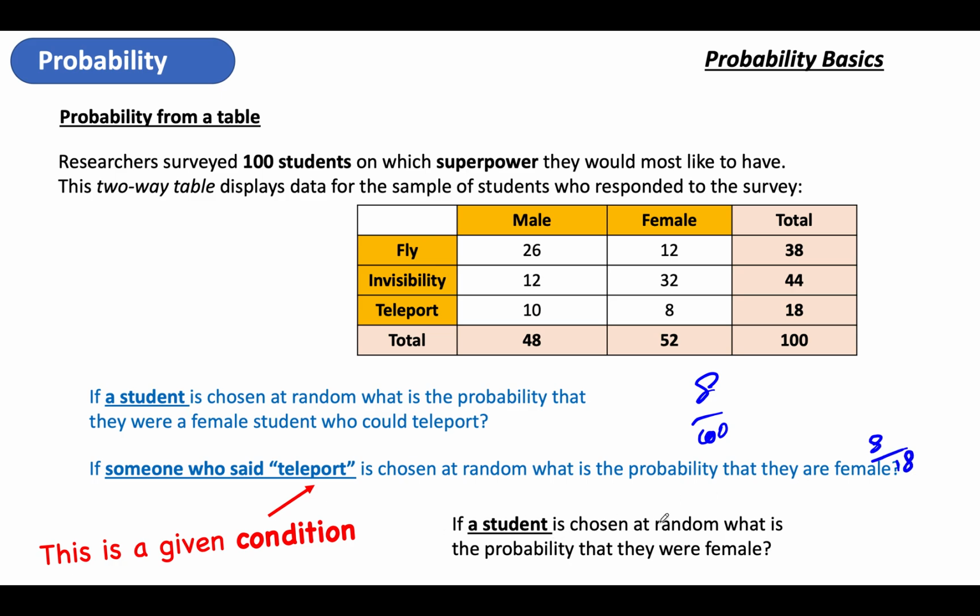If a student is chosen at random, what's the probability that they were female? Okay, so have we got a condition here? No, we haven't. It just says a student, so we know it's out of the 100. What's the probability they were female? Well, I don't want any of these individual female entrants here. I want all of the females, and that's 52. So 52 out of 100. All right, get the idea? Yes or no? Yes. Let's say yes.